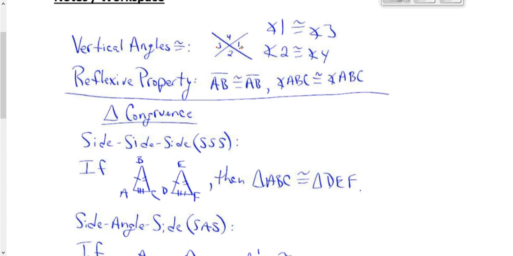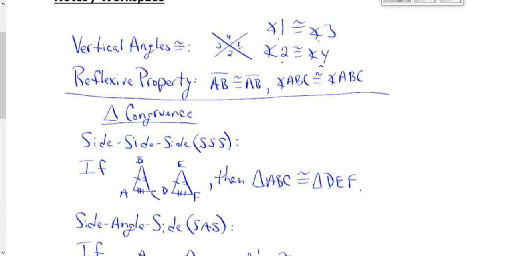So like angle 1 and angle 3 are vertical angles. And name me another pair of vertical angles in here. Angle 2 and angle 4. Now, vertical angles, and you need to know this, are congruent to each other, okay? So if I have this situation here, I can say that angle 1 is congruent to angle 3 because they're vertical angles. And I can also say that angle 2 is congruent to angle 4 because they're vertical angles, okay? Are we good with that?